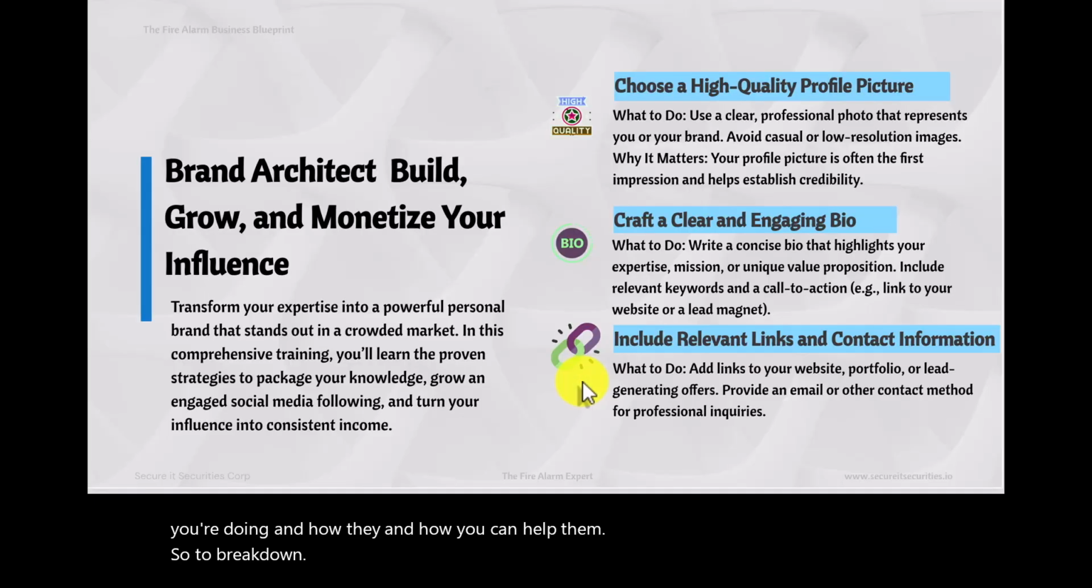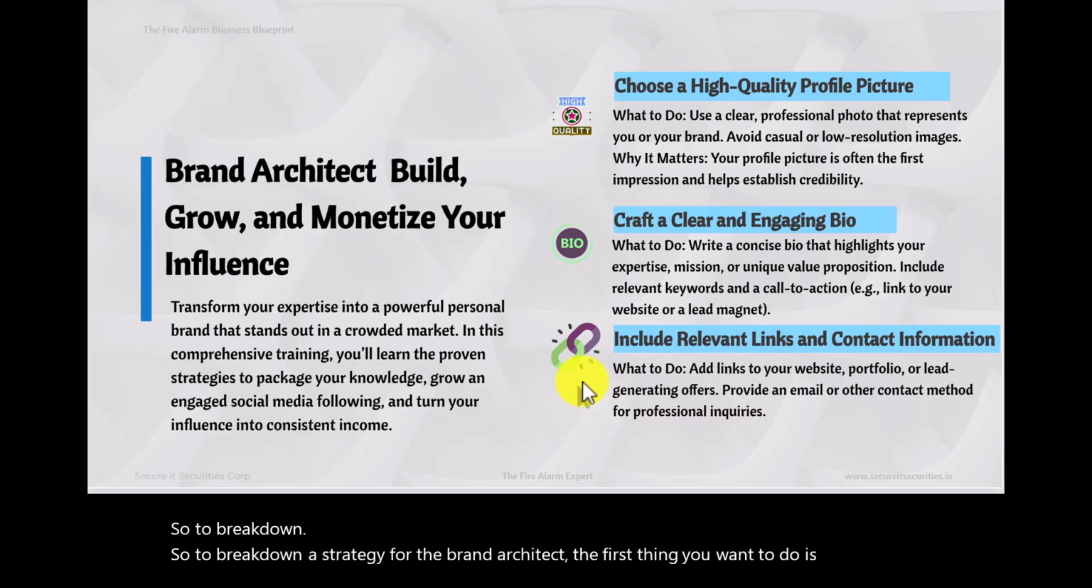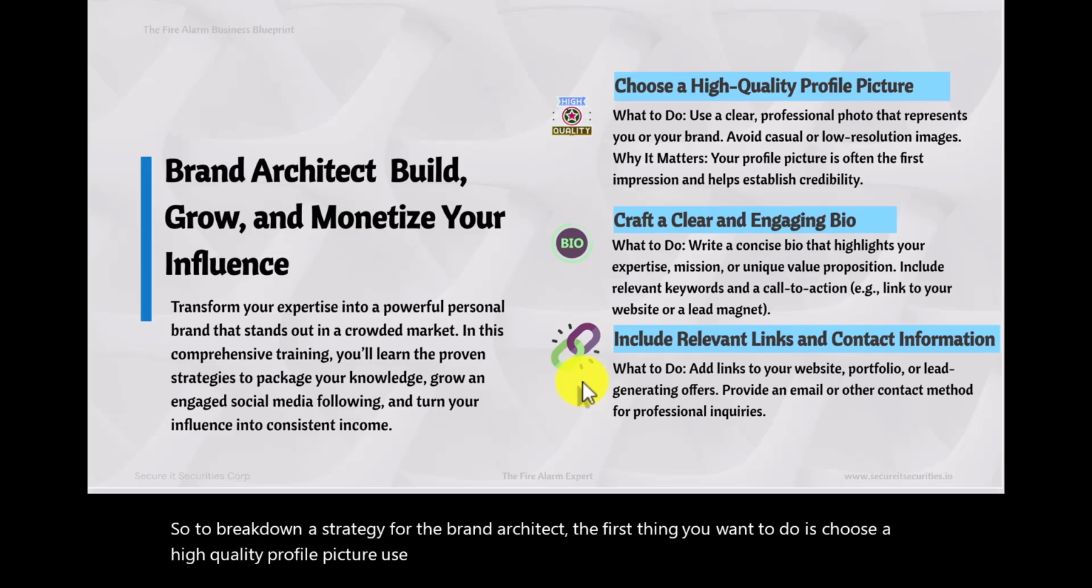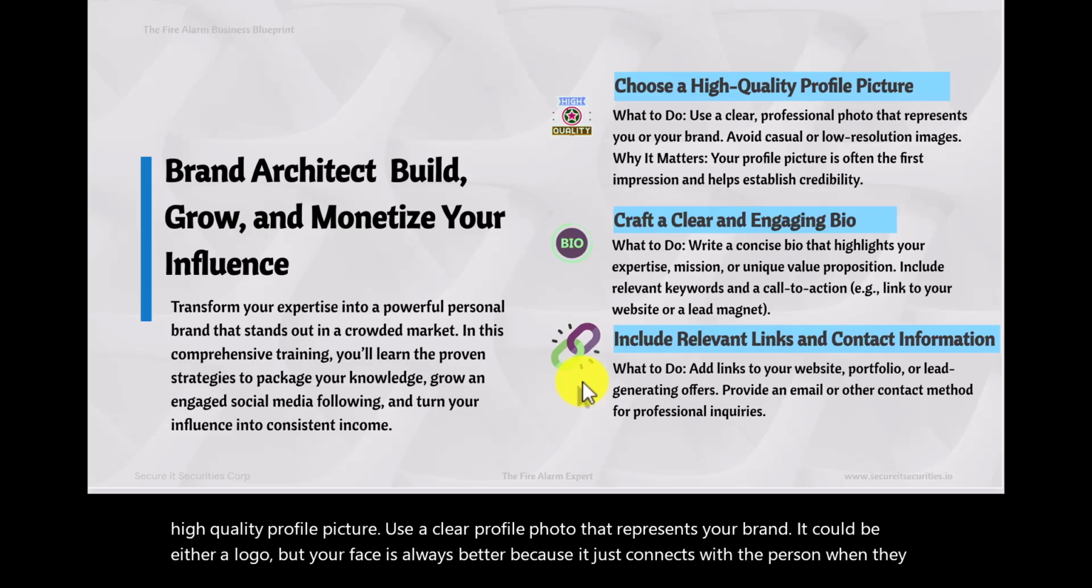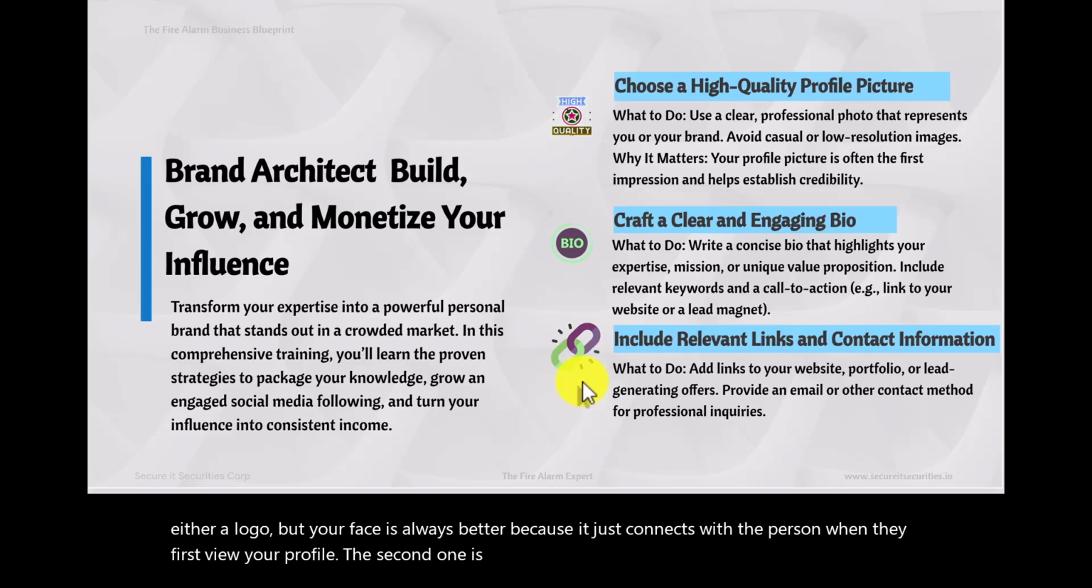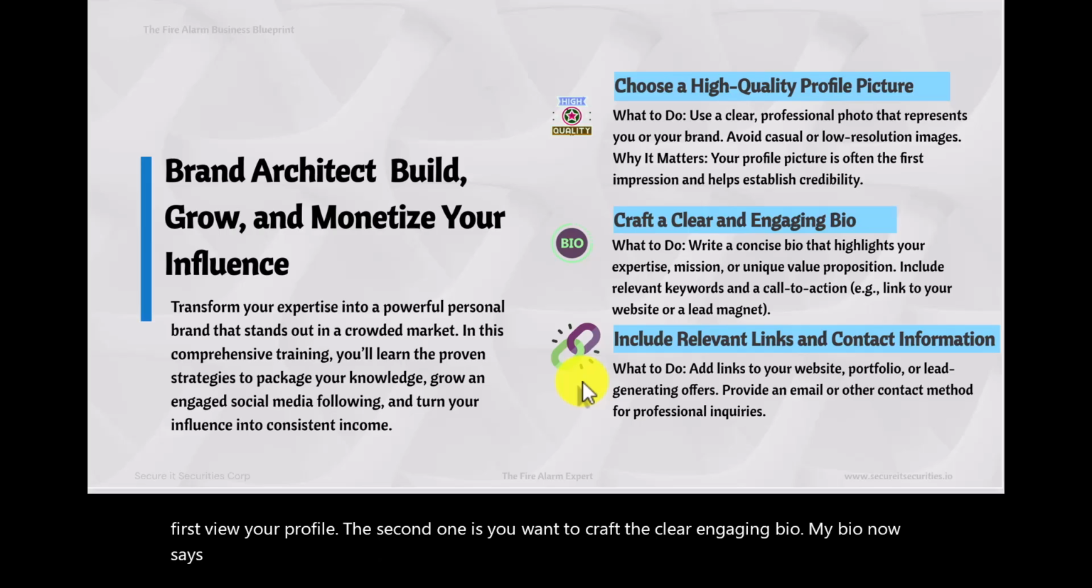So to break down a strategy for the brand architect, the first thing you want to do is choose a high quality profile picture. Use a clear profile photo that represents your brand. It could be a logo, but your face is always better because it connects with the person when they first view your profile. The second one is to craft a clear, engaging bio. My bio now says, I help turn techs to CEOs. Simple. That's what a clear bio is.